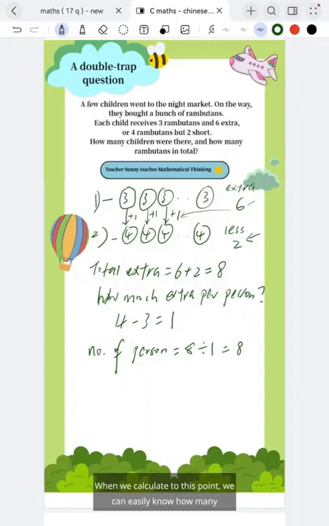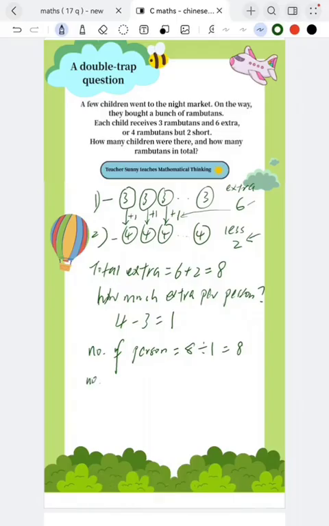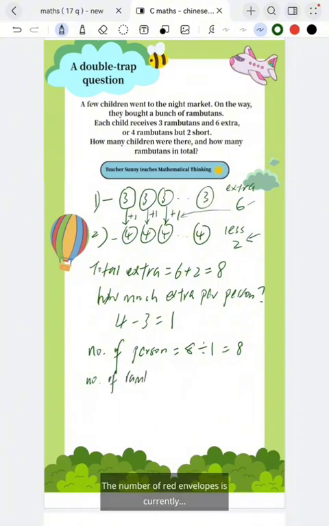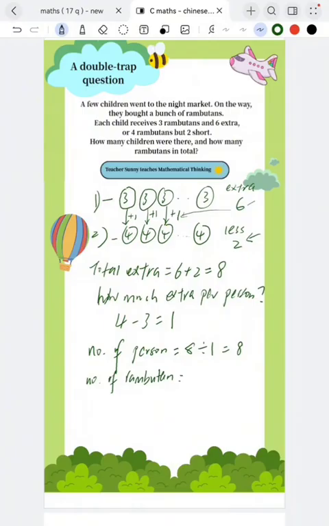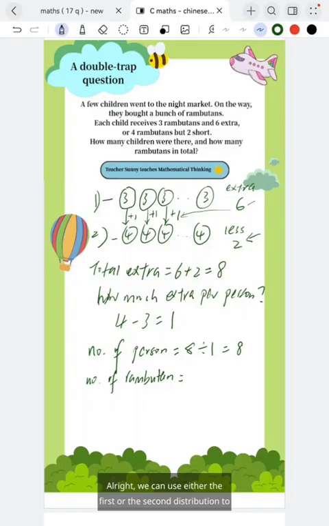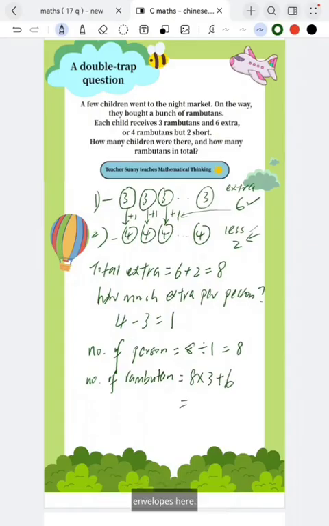When we calculate to this point, we can easily know how many red feather arrows there are. So, how many red feather arrows are there? We can use either the first or the second distribution to calculate this. Let's use the first distribution. In the first distribution, there are 8 people. Each person gets 3, and there are 6 left over. Alright, so we can conclude that there are a total of 30 red feather arrows here.